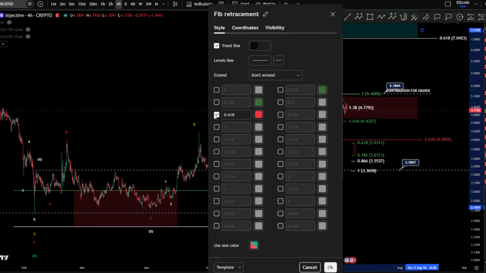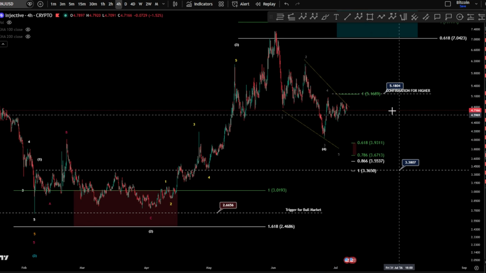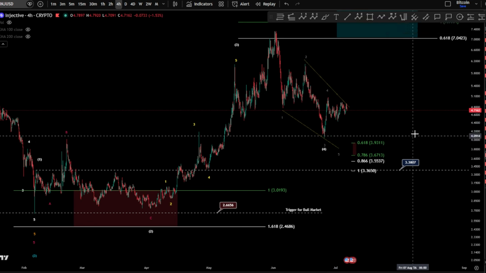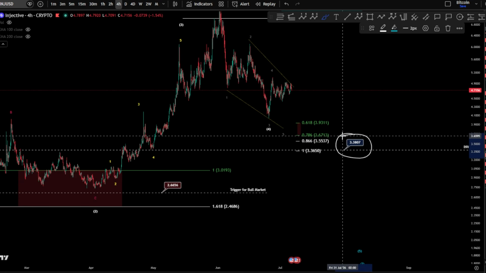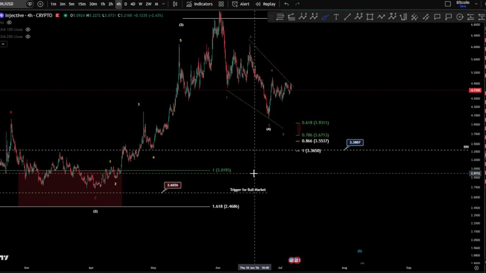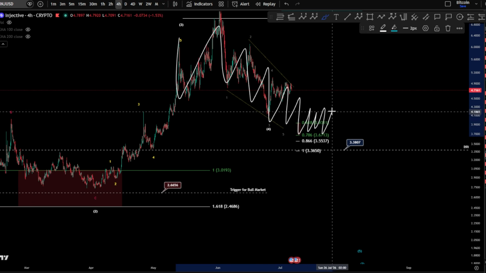But basically, yes, it might be very, very deep. So since we have broken this, we can remove it, by the way. It is a very deep one. I would say our main target is here, and our key level to watch is the $3.38, meaning this wave 4 is very free and open to range in this area.